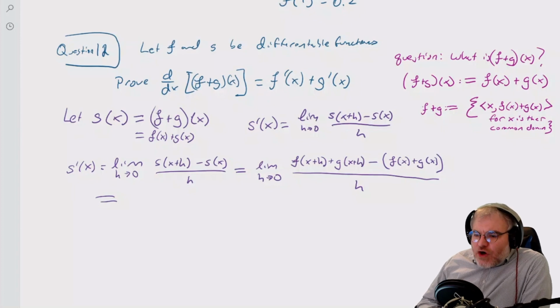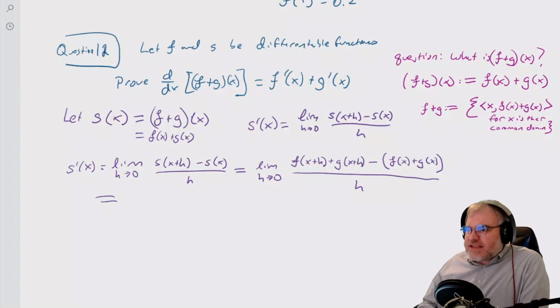D is the verb. So d over dx is a verb. It says take the derivative of what follows. It's a command: do this now.